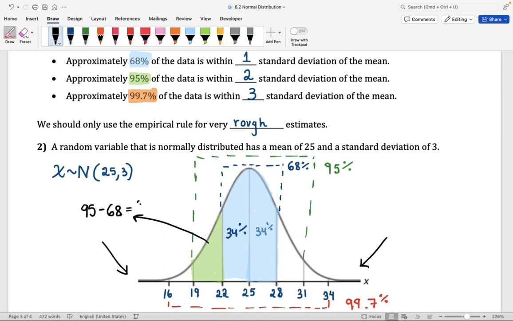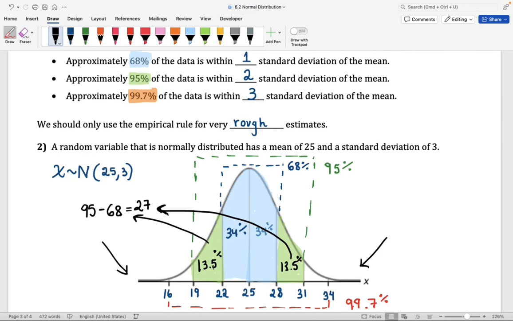That's going to give you 27. Now, this 27 here represents the area between 19 and 22 and the area between 28 and 31. That is what that 27 represents. If I want the area between 19 and 22, I need to divide 27 by 2. If I take 27 and divide it by 2, I get 13.5%. That is the percent of data values that we have between 19 and 22. That means that we also have 13.5% of the data values between 28 and 31.